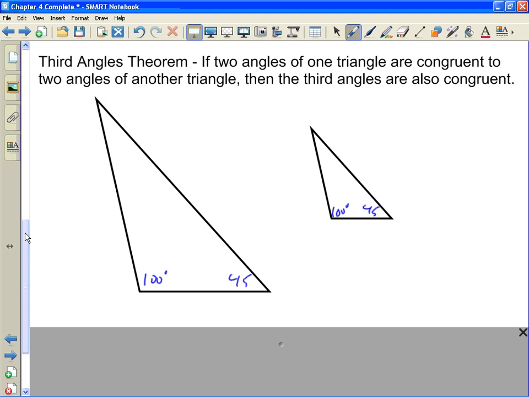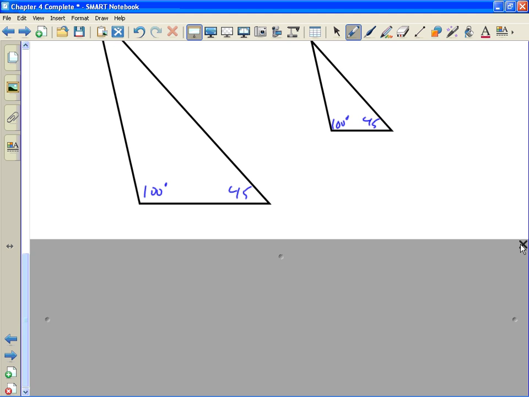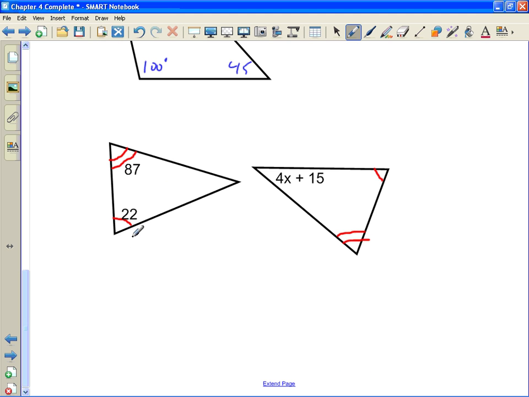So, and I'll show you a use of this on the next page. Okay, here's one use of it. This is 87 and 22. I don't know what this angle is, but these two are congruent to these two. So therefore, I know that this third angle is congruent to this third angle, so I can fill this in and then use my triangle sum theorem to solve this.